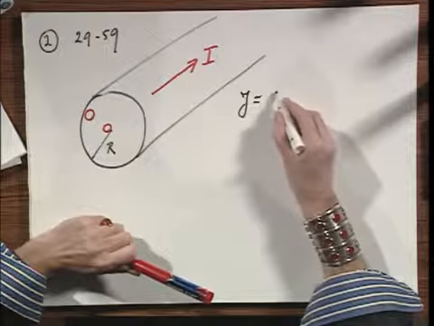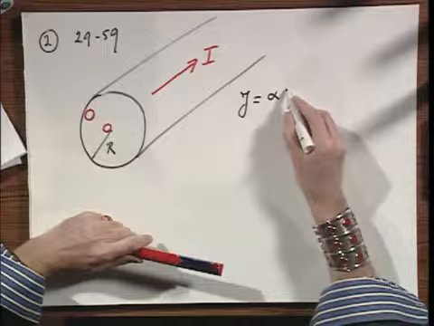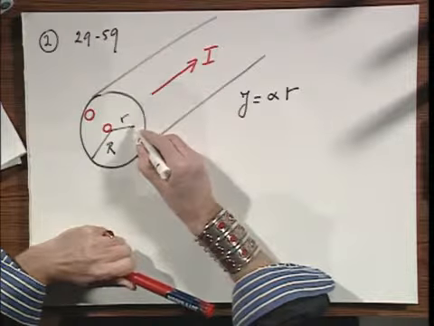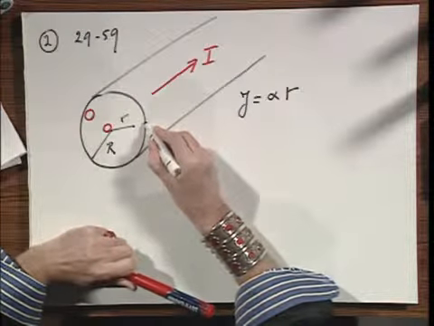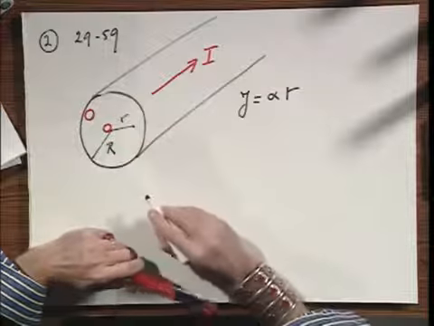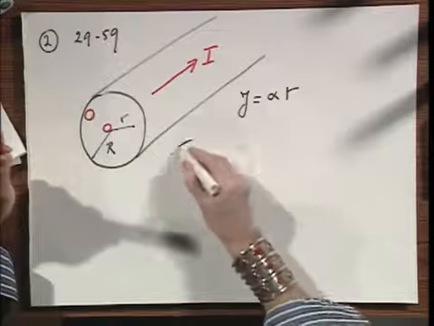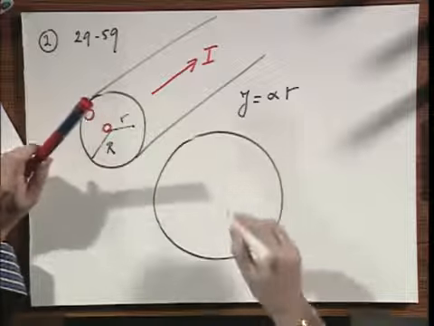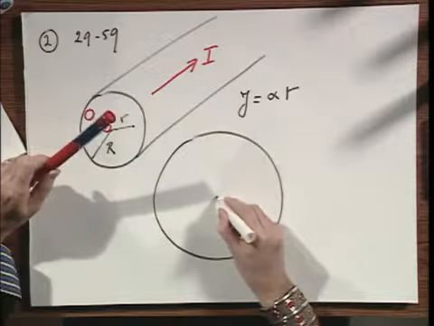J, which is the current density, is some constant alpha times the radius r, if this is r. So you see current density here is higher than here. Let's make an enlarged cross section. And we have therefore here the radius r.